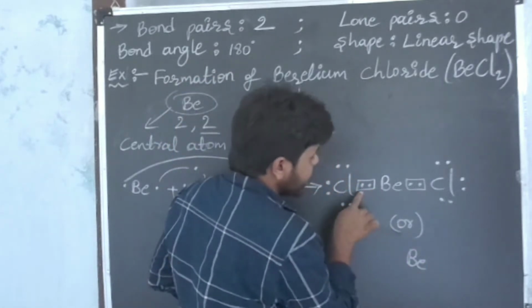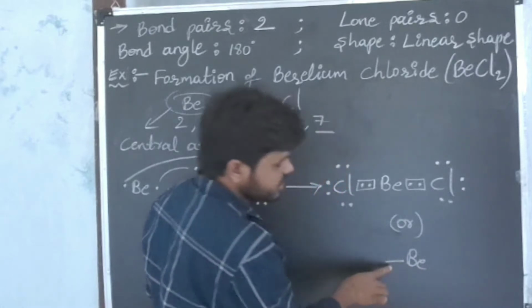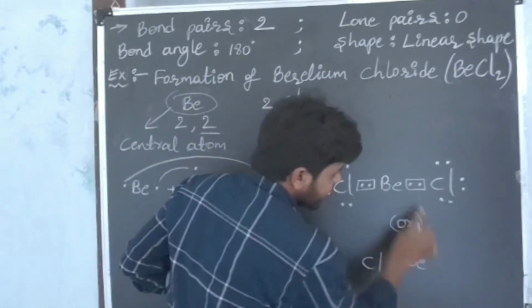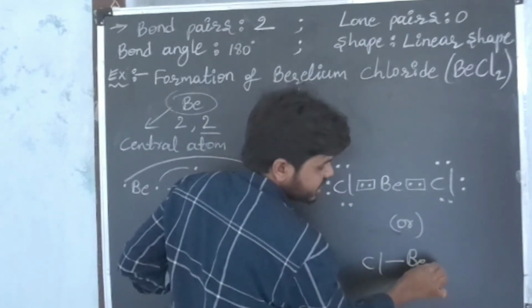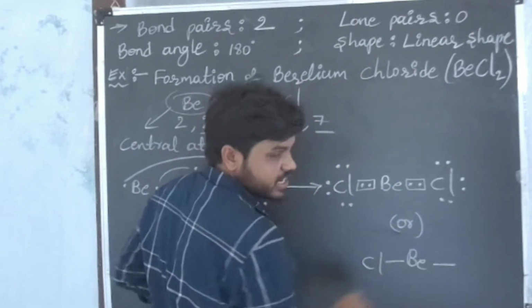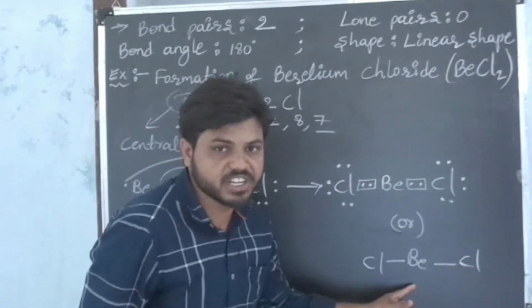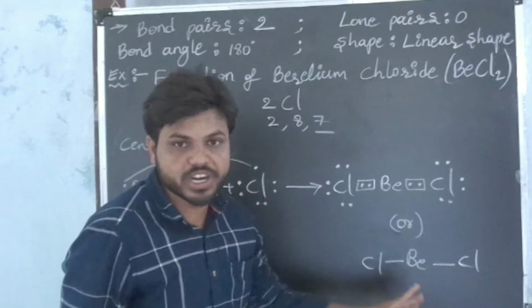Single covalent bond. I am placing the single covalent bond symbol. This is the single covalent bond symbol, and here chlorine, and here also one pair of electrons is sharing, so single covalent bond. I have written the single covalent bond and the symbol of chlorine. This is another representation of the beryllium chloride structure.